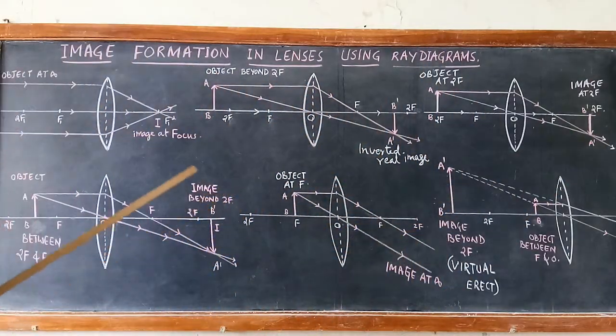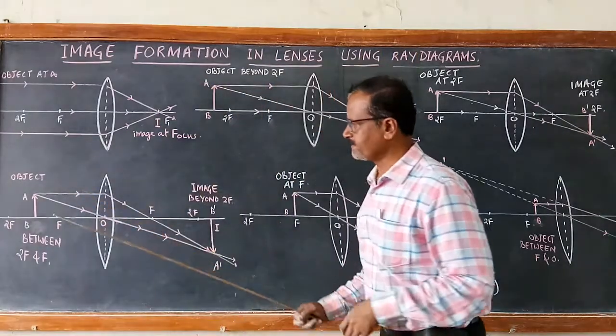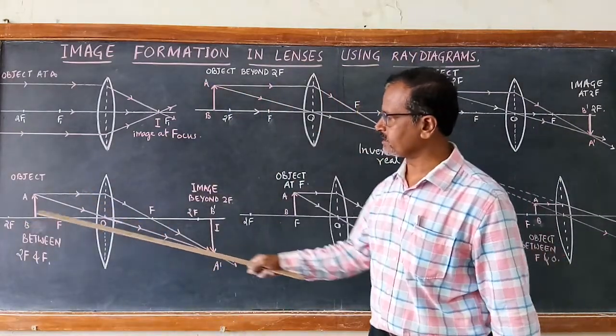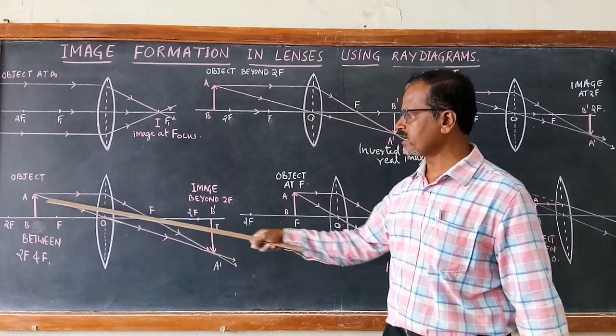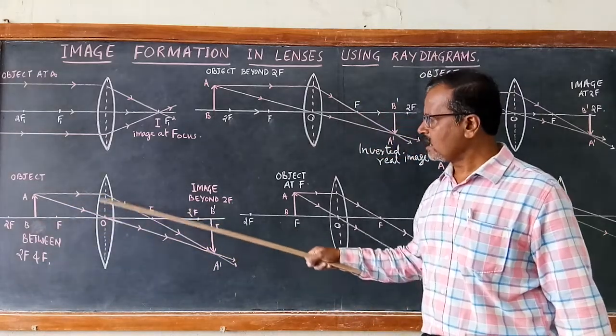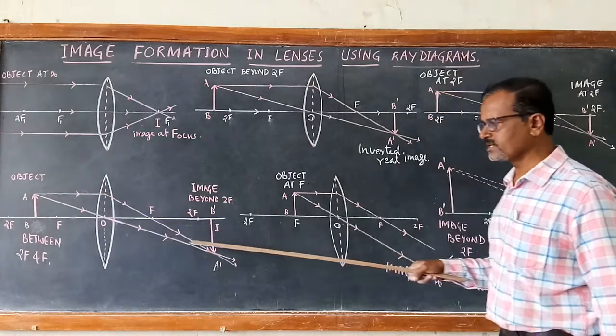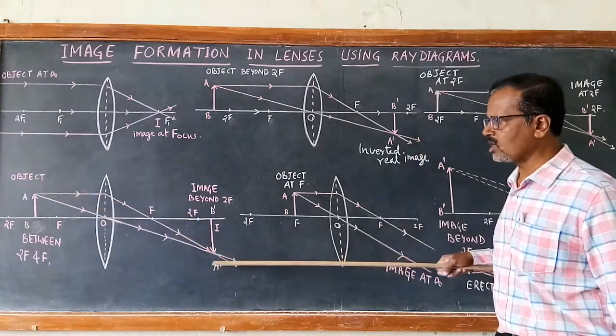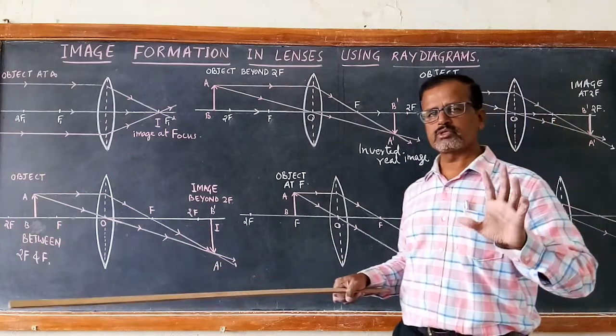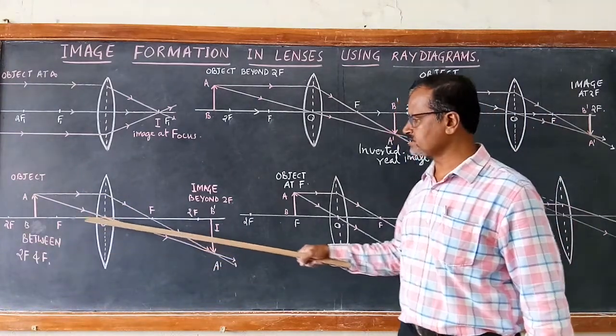Now the fourth case, if the object is kept between f and 2f. Look here, now it is brought still closer, between f and 2f. AB is the object. Draw a ray of light parallel to the principal axis. After refraction it passes through the focus. Another ray must be drawn directly to the optic center, and goes undeviated without any refraction.